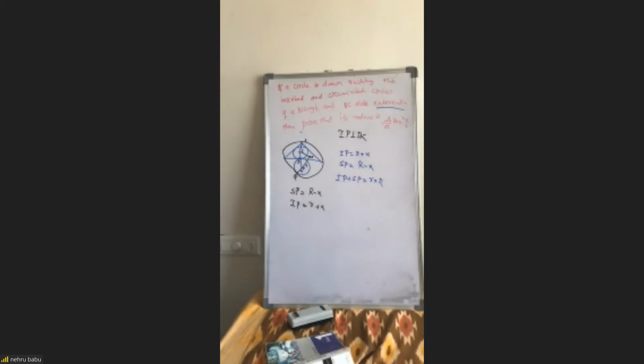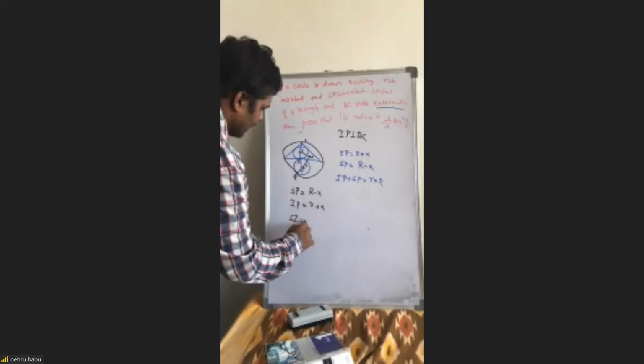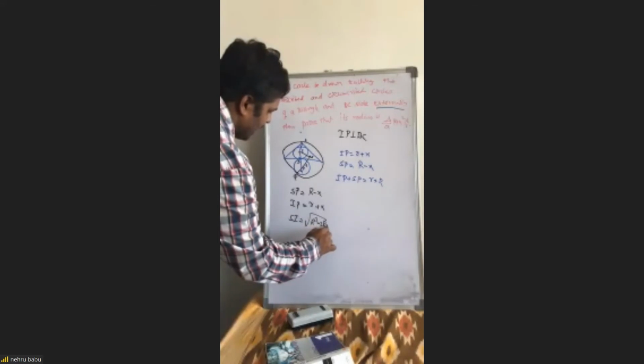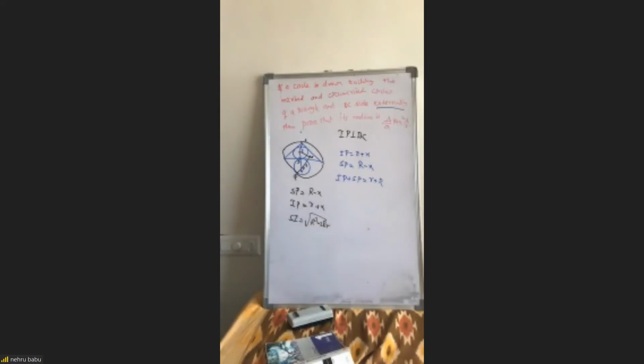So we know this length. If you find the angle IPS, the problem is over, because we already know the SI length equal to what? Capital R squared minus 2 R small r. Yes, sir. Here our main target is finding that IPS angle only. So how to find the IPS angle.